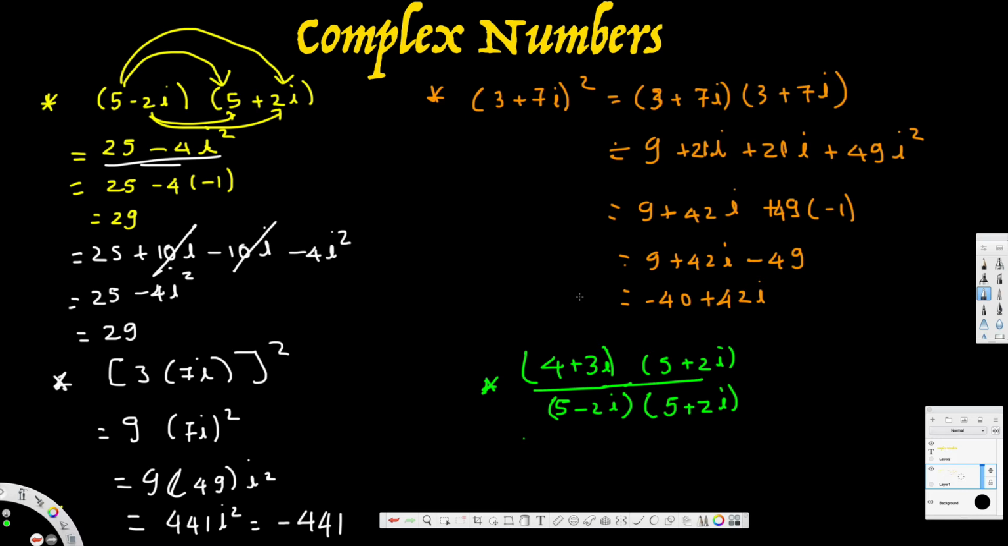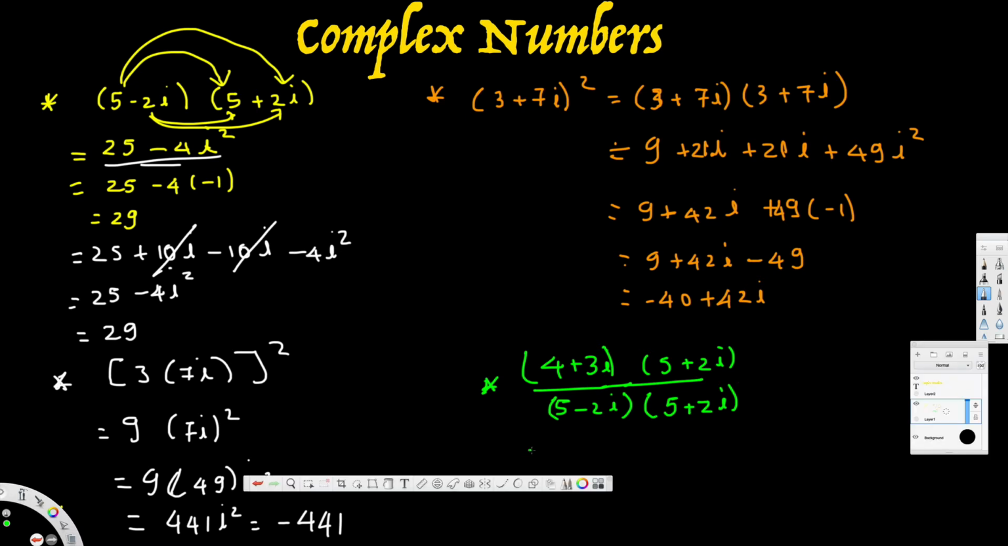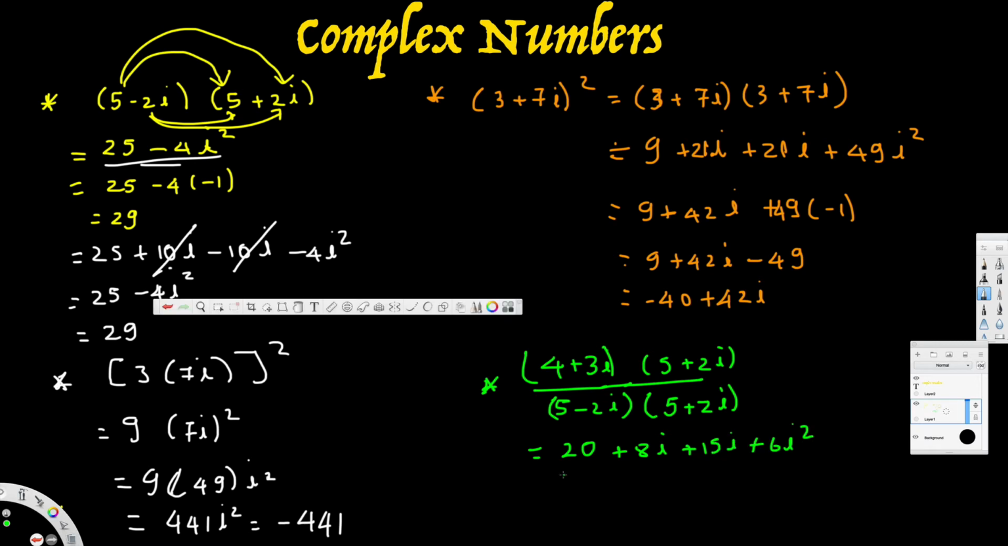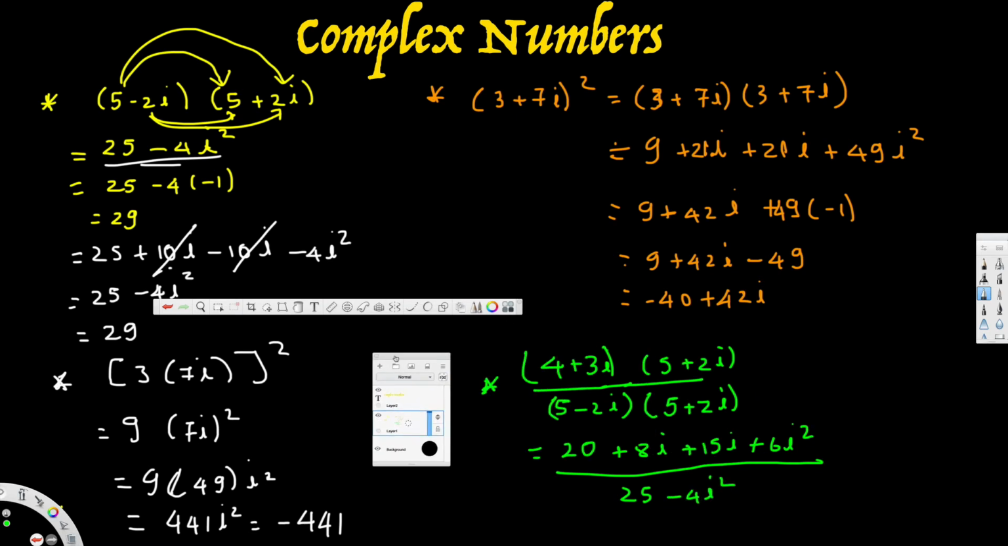But I can talk. 4 times 5 is 20, so we are going to get 20. And 4 times 2i is 8i, and then 3i times 5 is 15i, and then 3i times 2i, that's gonna give us 6i square. In the meantime, I can simplify the bottom as well. 5 times 5, 25, and this is a conjugate, and whenever we see a conjugate we can directly multiply this. That's minus 4i square.